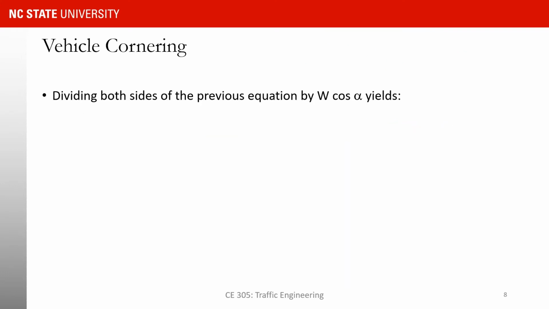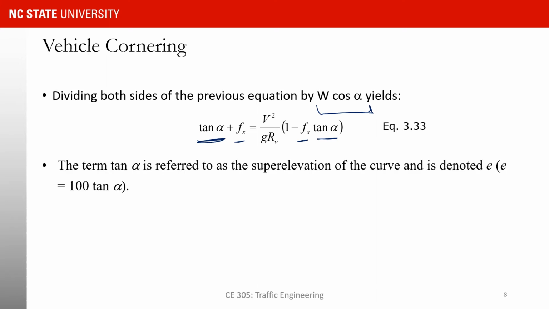So we divide both sides of that equation by W into cosine alpha. If you do that, we are going to have tangent of alpha plus F sub S equal to V square over G into R sub V into 1 minus F sub S into tangent of alpha. Okay?